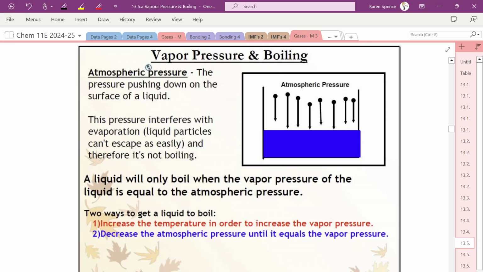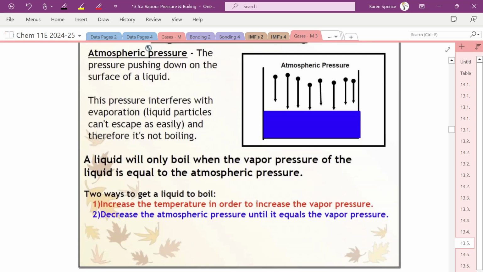Two ways to get a liquid to boil. Number 1, increase the temperature in order to increase the vapor pressure. We've already looked at that. The other way is to decrease the atmospheric pressure.